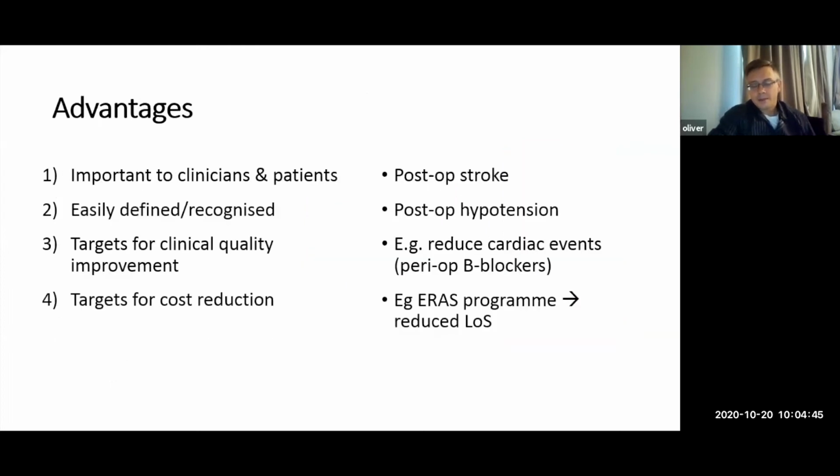And these outcome measures have obviously got a lot of advantages. They're important to patients and clinicians. They're fairly easy to define and recognize in most cases. They provide good targets for quality improvement. So, for example, cardiac events after an operation were targeted 10, 15 years ago with the idea that perioperative beta blockers might reduce cardiac events. And obviously, they help identify targets for cost reduction as well. So you'll be aware that ERAS programs, although they haven't been able to show a mortality benefit, do show a reduced length of stay. That's music to the ears of managers and also patients and clinicians, getting patients out of hospital quicker.